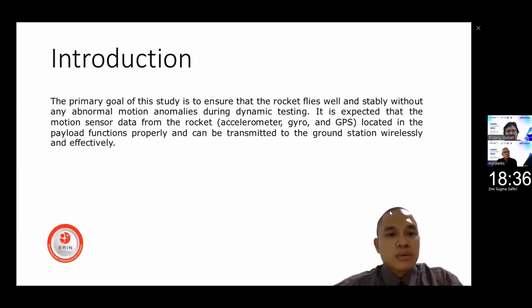The primary goal of this study is to ensure that the rocket flies well and stably without any abnormal motion anomalies during dynamic testing. It is expected that the motion sensor data from the rocket accelerometer, gyro, and GPS located in the payload function properly and can be transmitted to the ground station wirelessly and effectively.